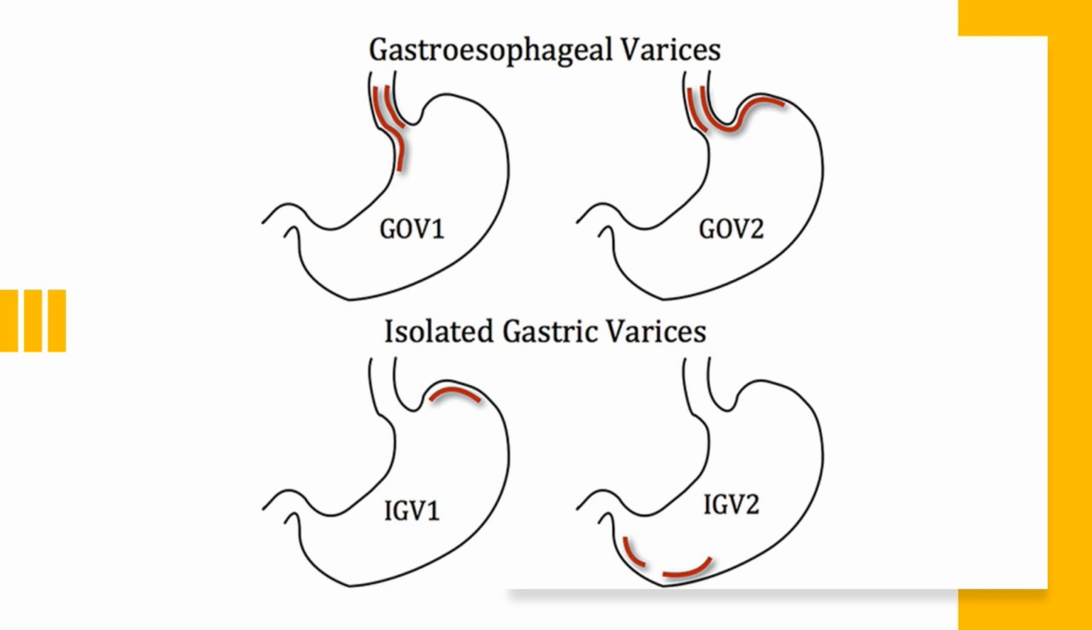GOV1 is towards the minor curvature, GOV2 is going towards the fundus. Isolated IGV1 is in the fundus and IGV2 is towards the antrum and the pylorus.